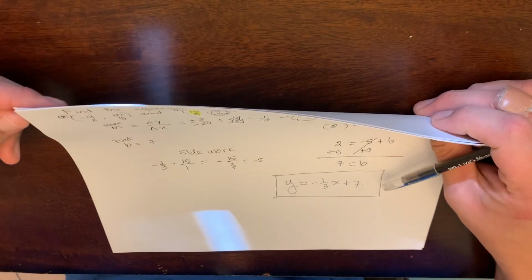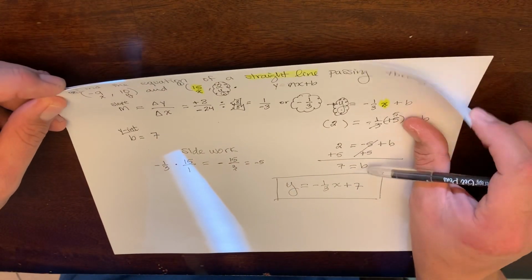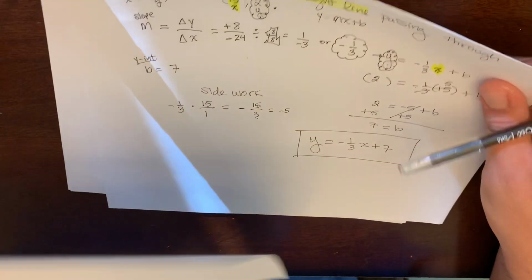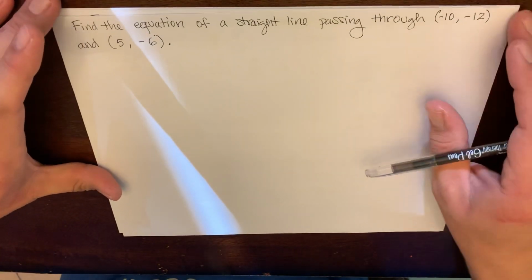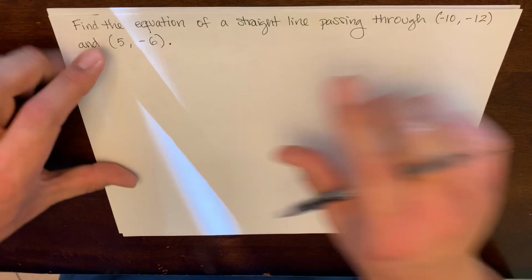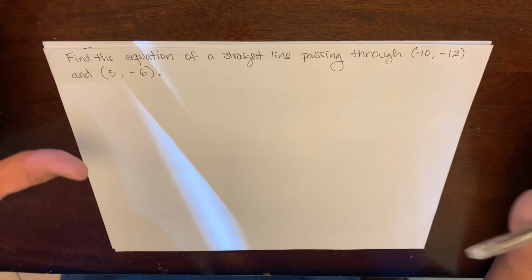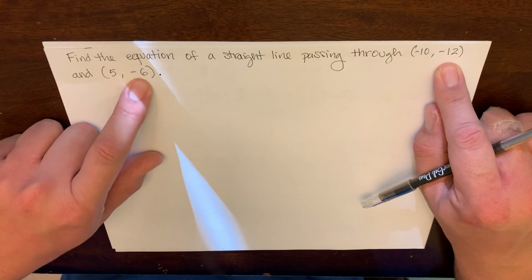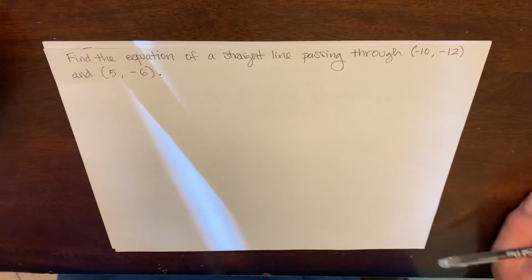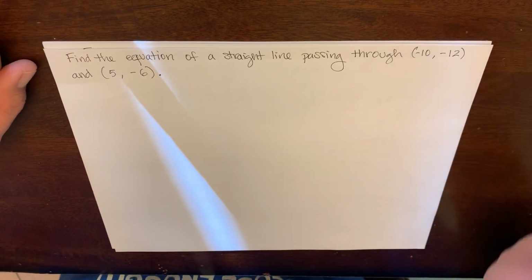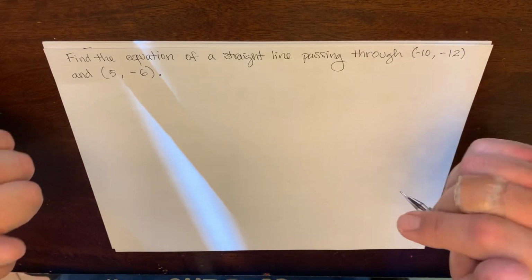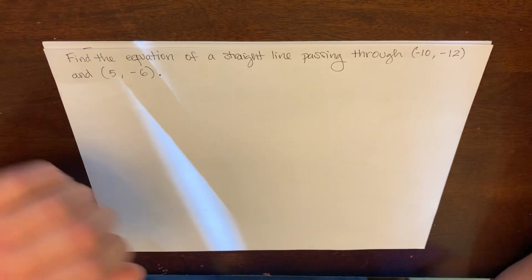So besides this, to practice before you go in Edulastic, you can choose to do this part right here. You could take this one, which is find the equation of a straight line passing through (-10, -12) and (5, -6), and see if you get the same thing I get. So at this point, press pause and see if you get exactly what I get, because I'm about to do this really fast, okay? Here we go.